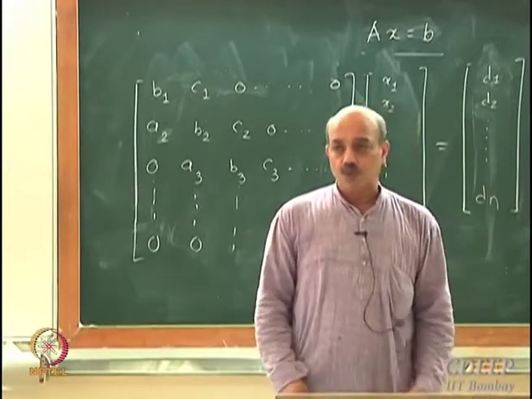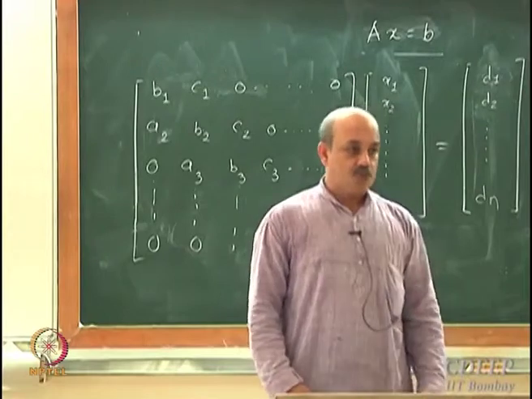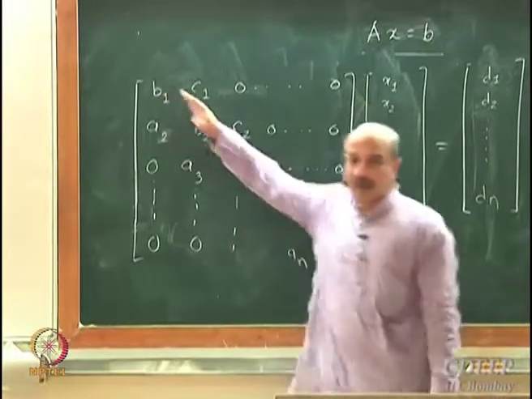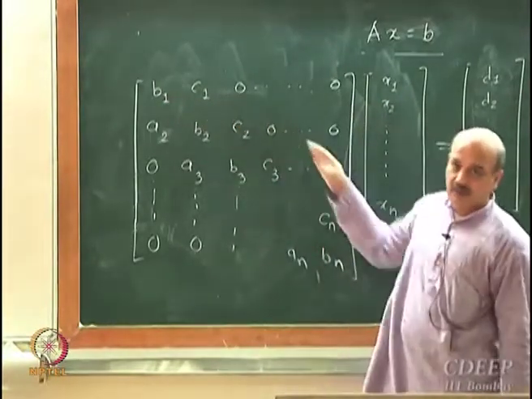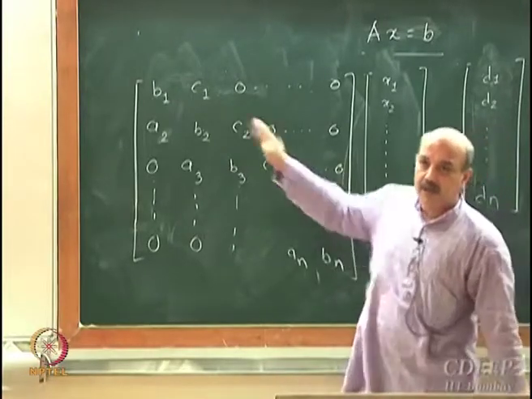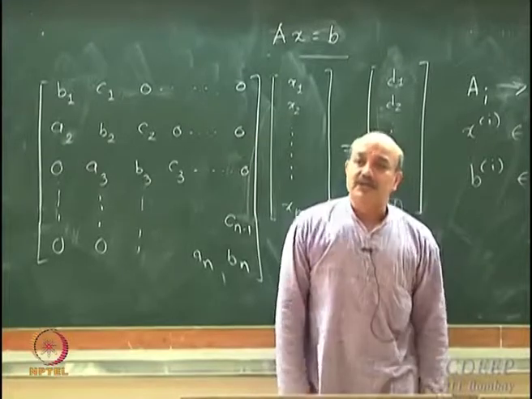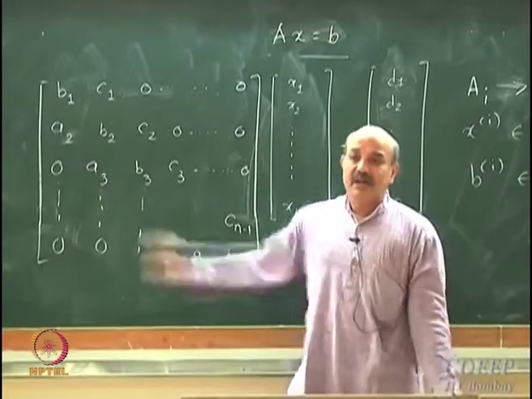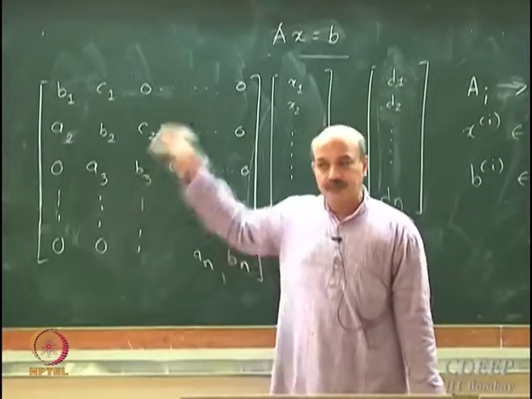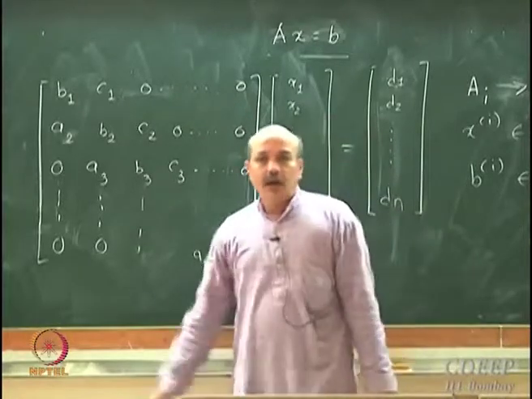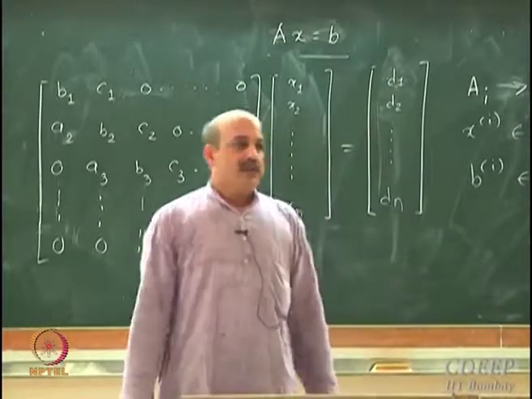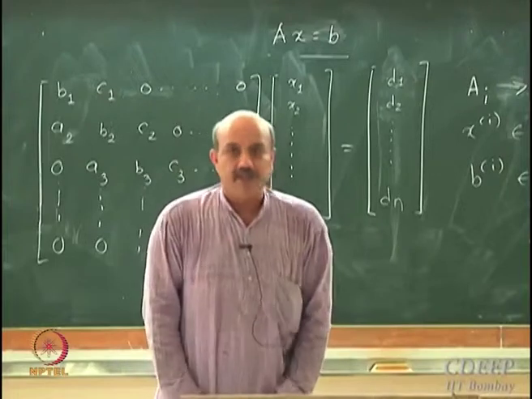Three n minus 2: n elements of the diagonal, n minus 1 of the first diagonal above, and n minus 1 of the first diagonal below. So 3n minus 2 elements are non-zero, and the rest are all 0. Okay, so I am going to do simple Gaussian elimination here.